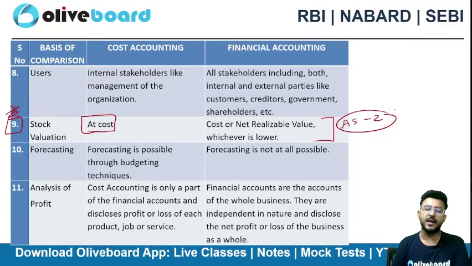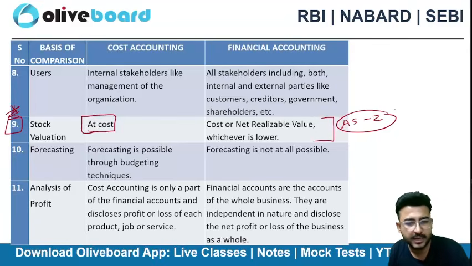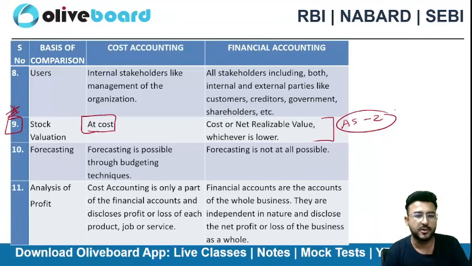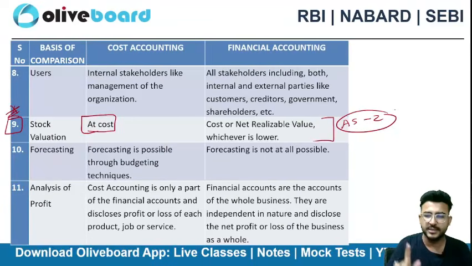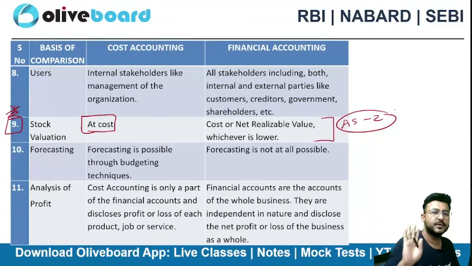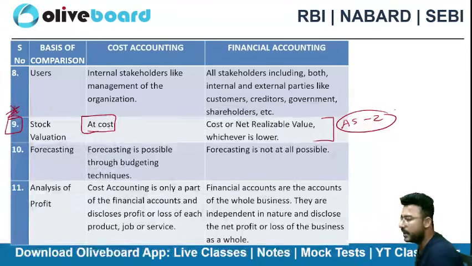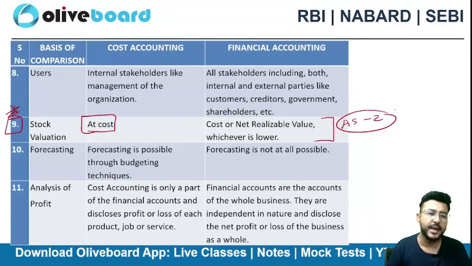But in financial accounting, we value the inventory based on accounting standard 2, which states that you need to record your inventory at cost or NRV, whichever is lower. Sir, what is NRV? How to calculate cost? That we will learn in accounting standard 2. That's a specific discussion that we are going to do there. As of now, we are just learning the basics of costing.